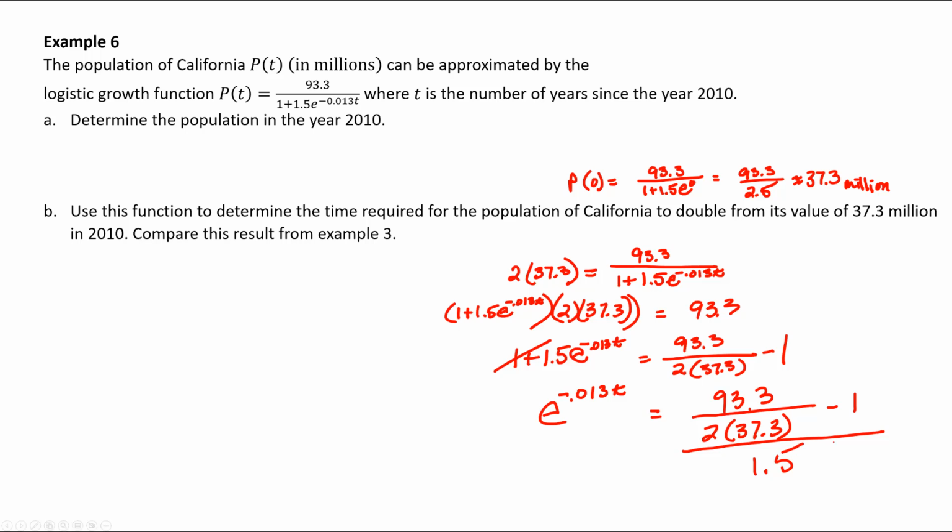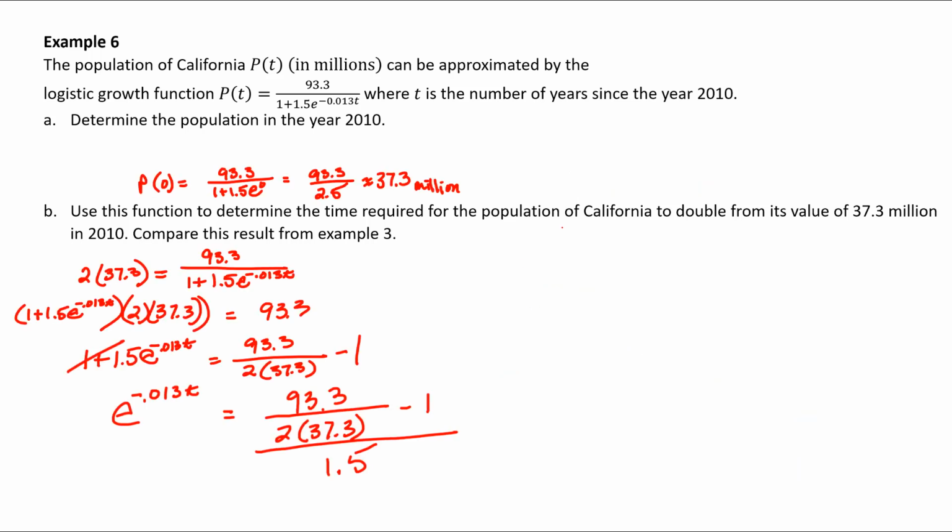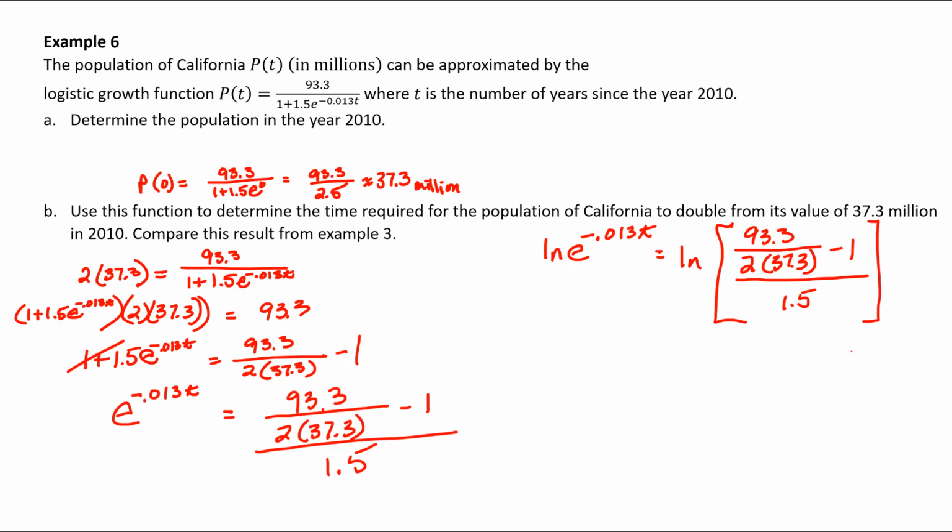That's lovely. All right, so now we can take the natural log on both sides. We will have the natural log of e to the negative 0.013 t is equal to the natural log of 93.3 over 2 times 37.3 minus 1 all over 1.5. So that's going to be negative 0.013 t times the natural log of e, but that's just 1, so I'm not going to write it, but be careful. And that equals all that stuff.